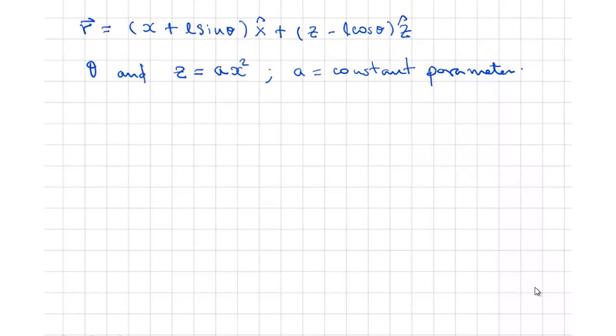Now we are going to calculate the velocity. Remember the velocity is the derivative with respect to time of the position. So the velocity is equal to x dot plus, because L is constant, we don't derive it, and the derivative of sine of theta is cosine of theta, and we apply the chain rule, so we get L cosine of theta times theta dot along the x-axis plus z dot.